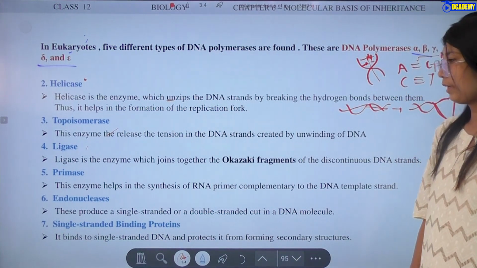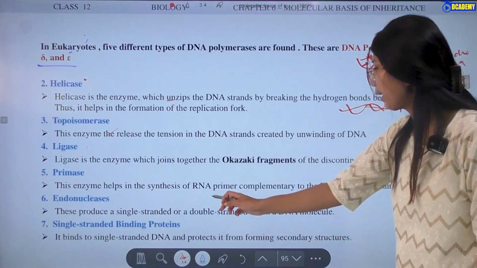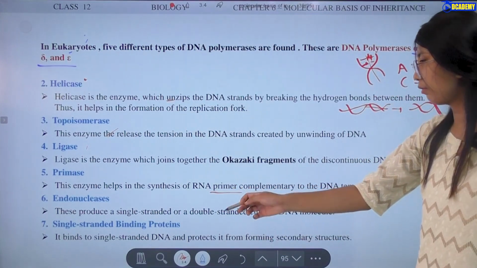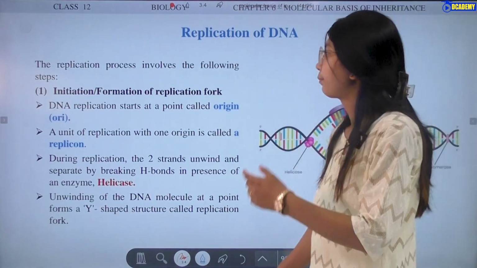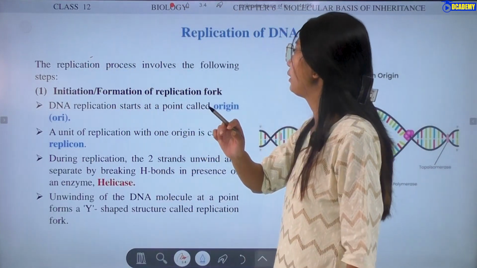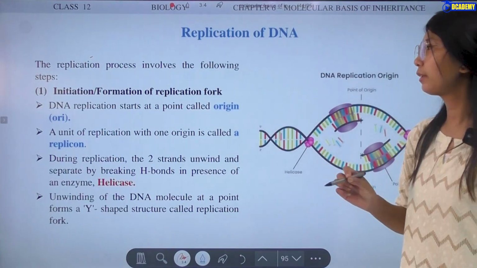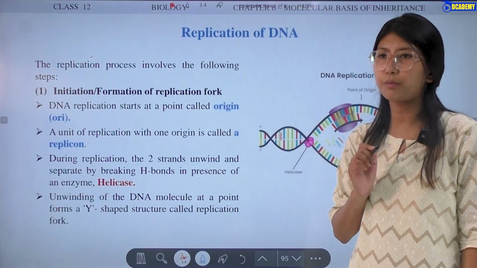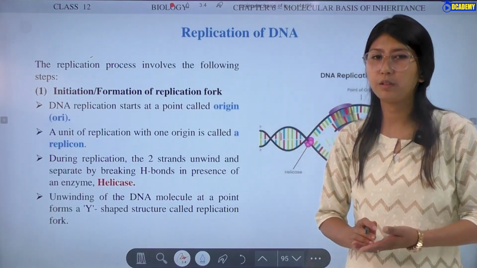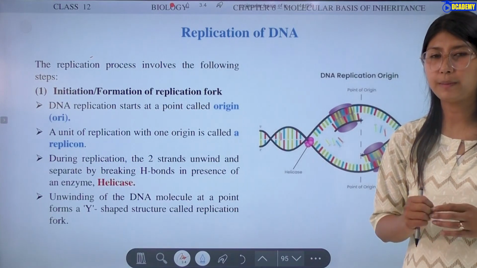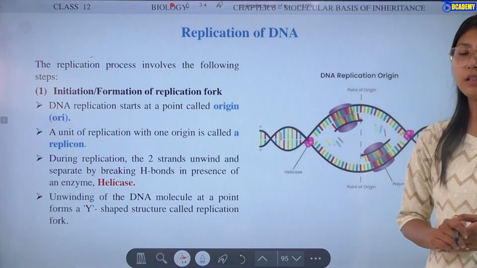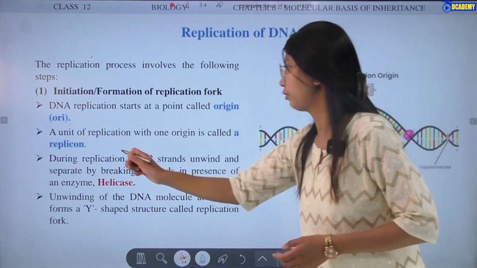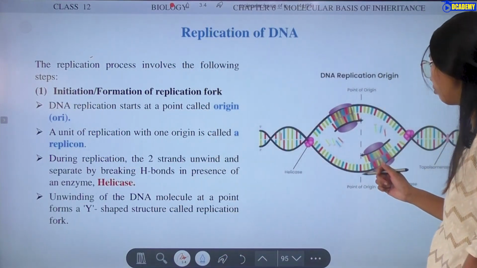Endonuclease and primase make the RNA primer. The replication process involves the following steps. Initiation, or formation of the replication fork.